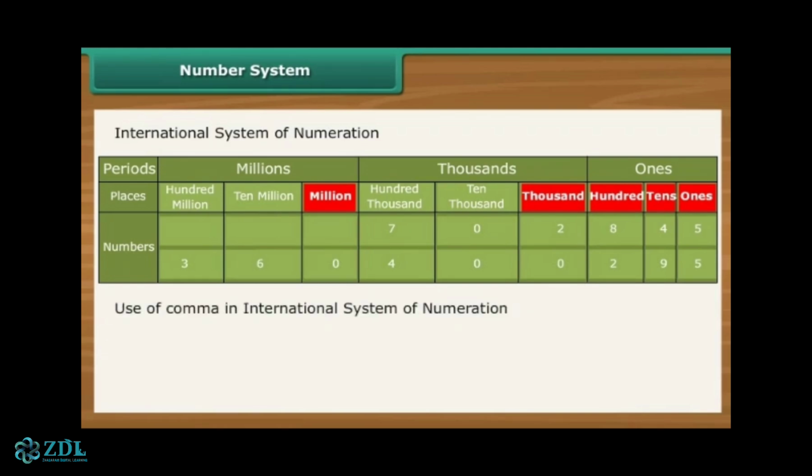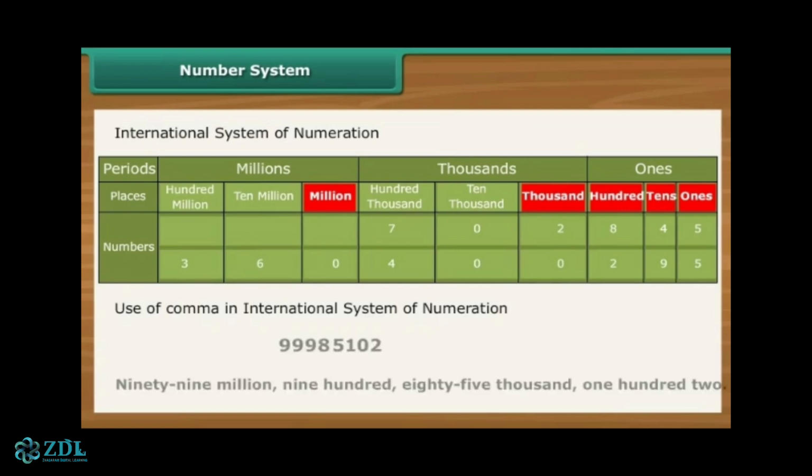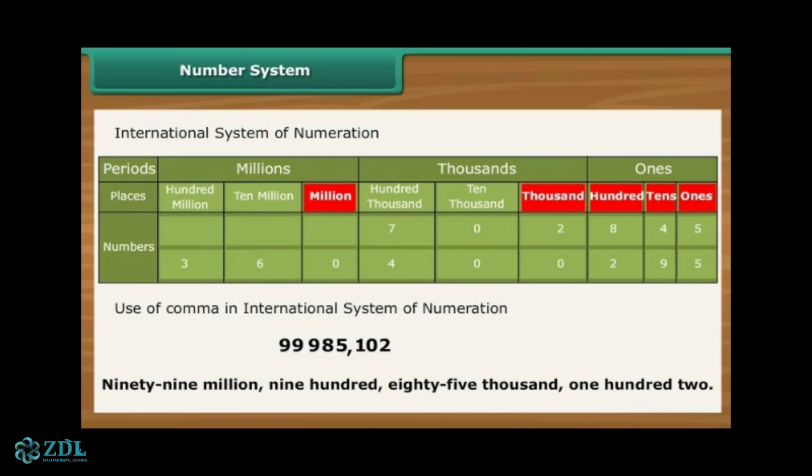Commas are used to mark thousands and millions. It comes after every 3 digits from the right. The first comma marks thousands and the next comma marks millions.